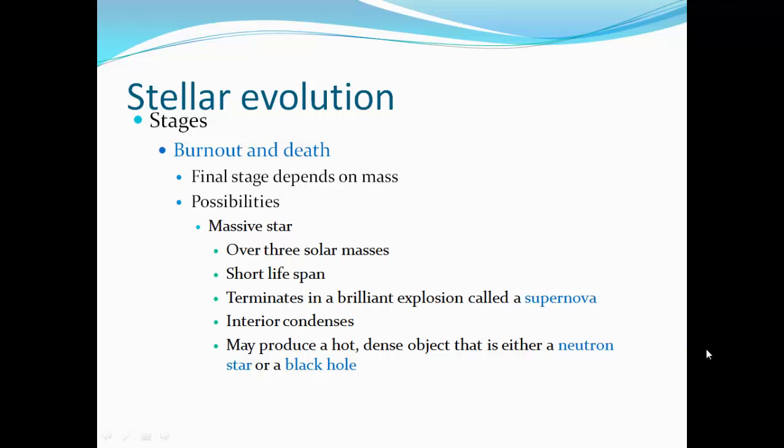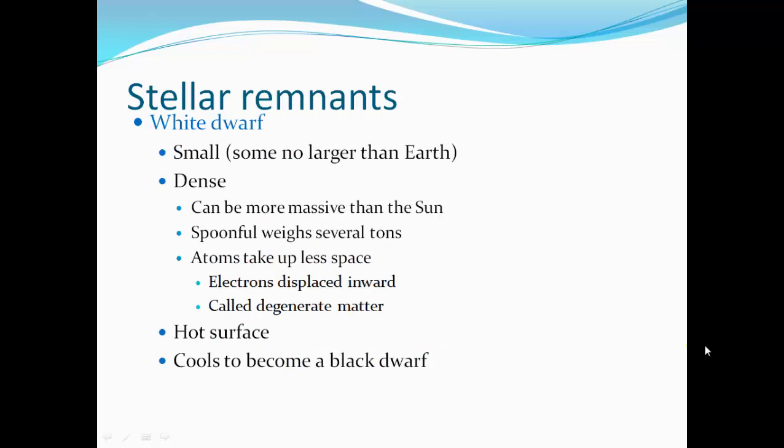Now, a massive star over 3 solar masses has a short lifespan and terminates in a bright explosion called a supernova. The interior condenses. We may produce hot, dense objects, either a neutron star or a black hole.